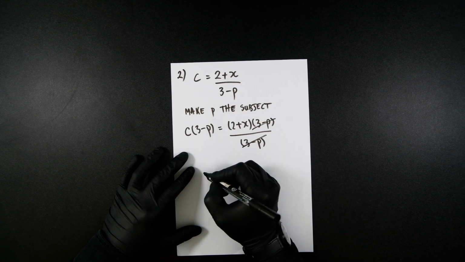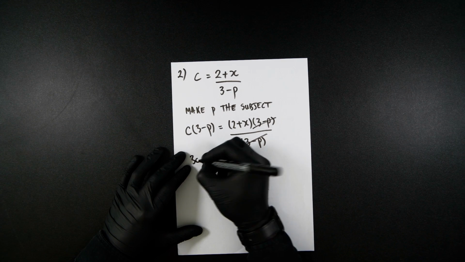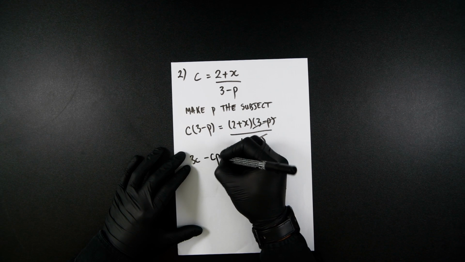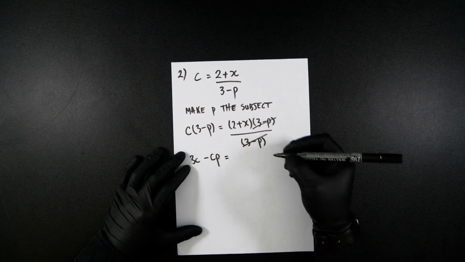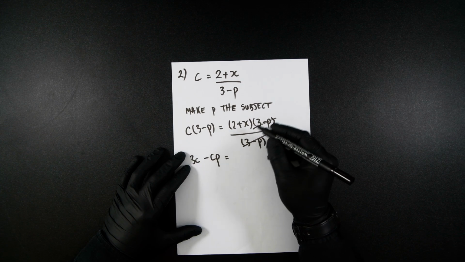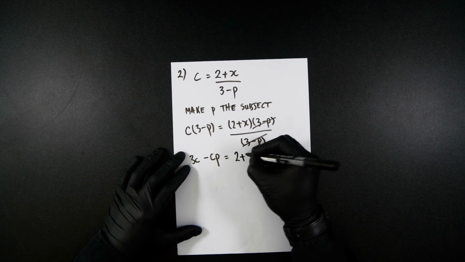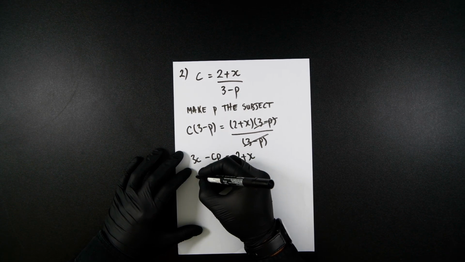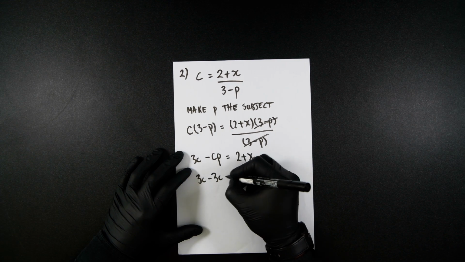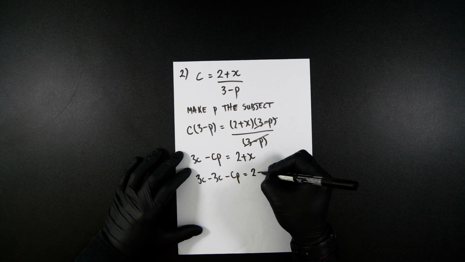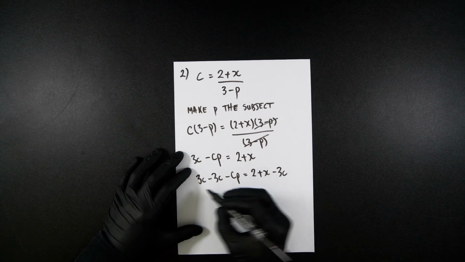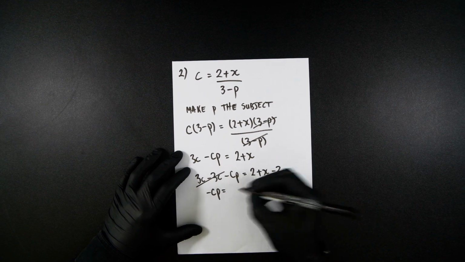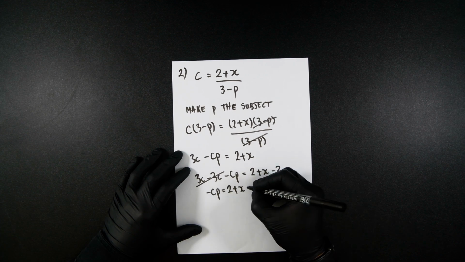So now we can expand the brackets, do c times 3, which is 3c, and c times minus p, which is minus cp. This would then leave 2 plus x on the right-hand side. We can now minus 3c from both sides, so you're going to get 3c minus 3c minus cp equals 2 plus x minus 3c. These will cancel out, and you're left now with minus cp equals 2 plus x minus 3c.